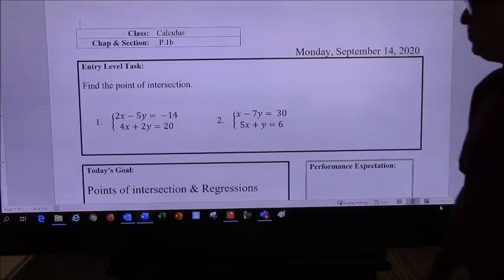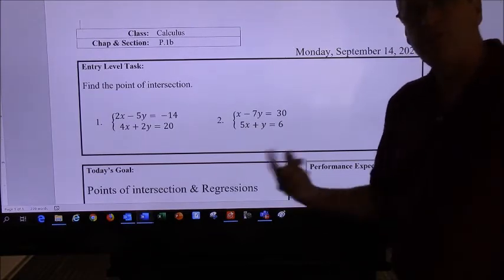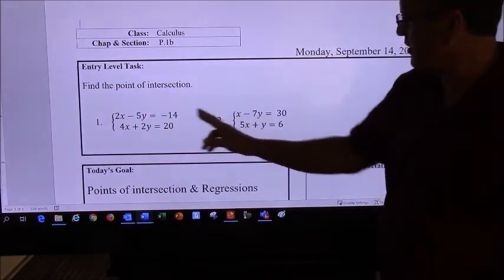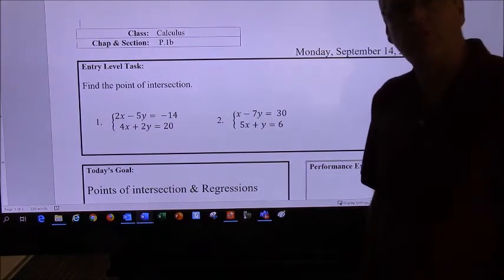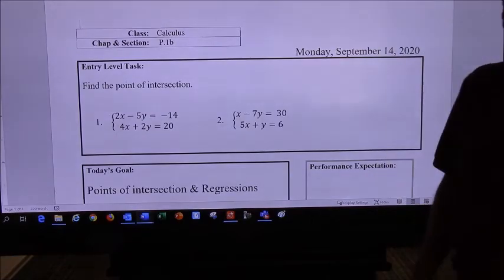All right, so you guys probably remember our entry task from last year. I'm going to try and incorporate the same thing into the videos this year. So find the point of intersection for these two systems of equations. At what point do they intersect? You guys go ahead and try it.